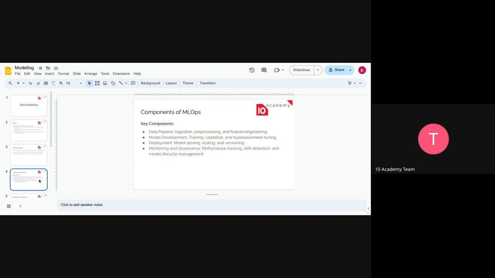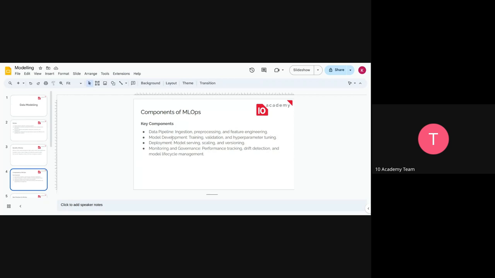So we have a couple of components of MLOps. So the key components are the data pipeline. So it includes ingestion, which means getting your data. Pre-processing means cleaning it. And feature engineering means extracting your features that you are going to be using in your model.